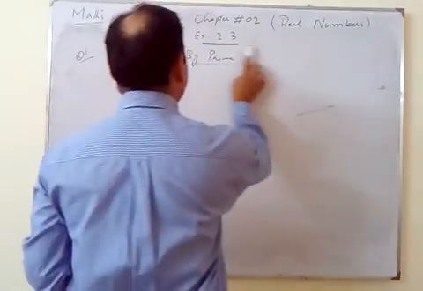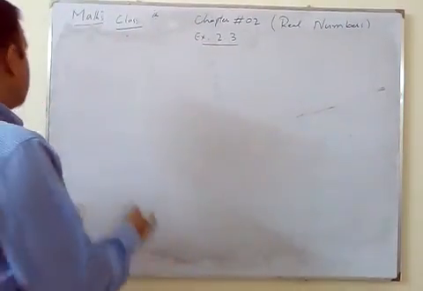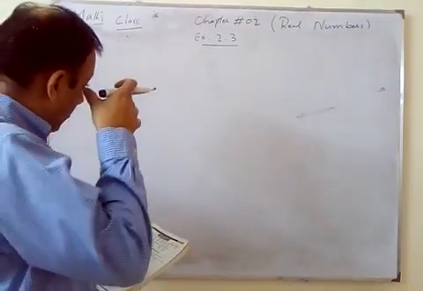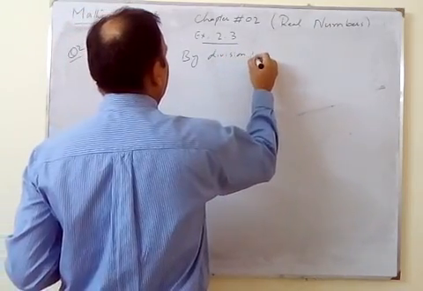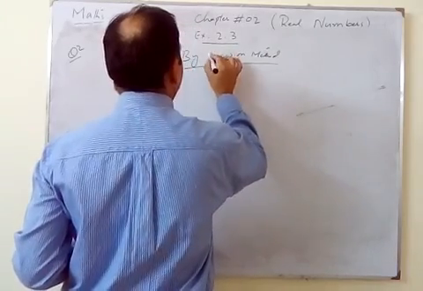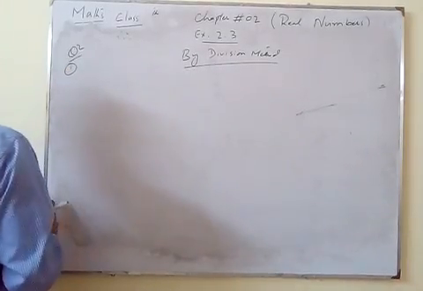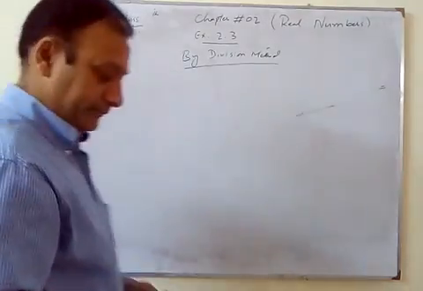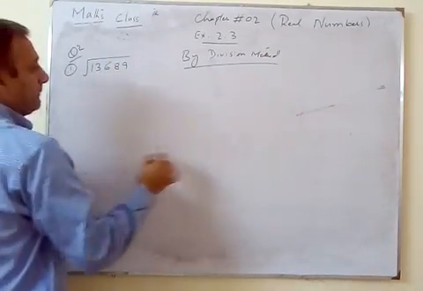Now I solve the second question. The second question is to find the square root by division method. So by division method, part 1, 13689, the square root of this one.